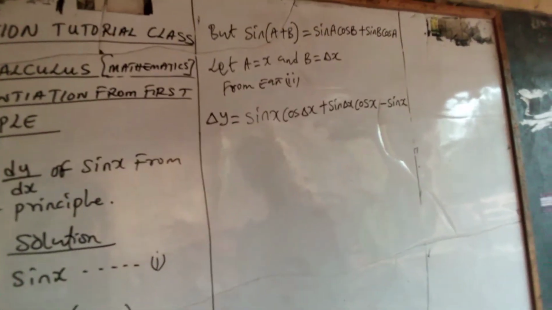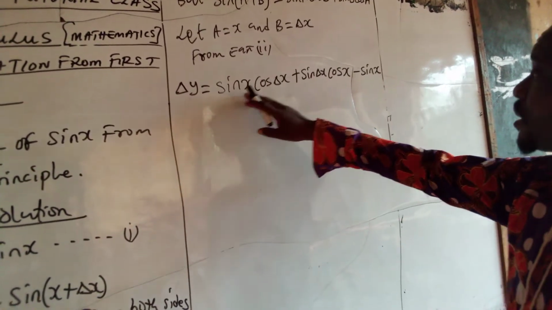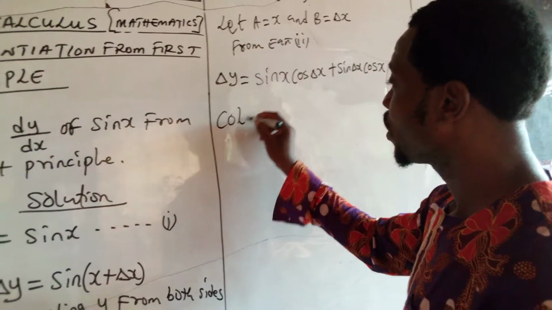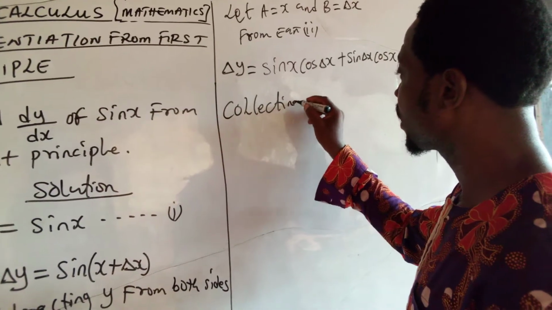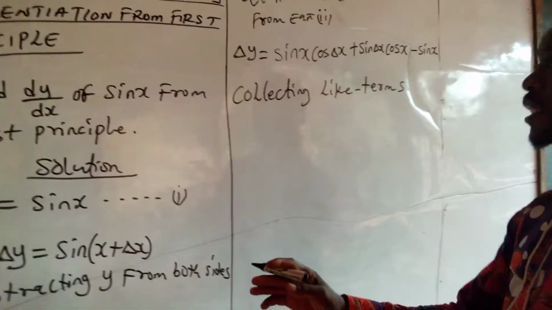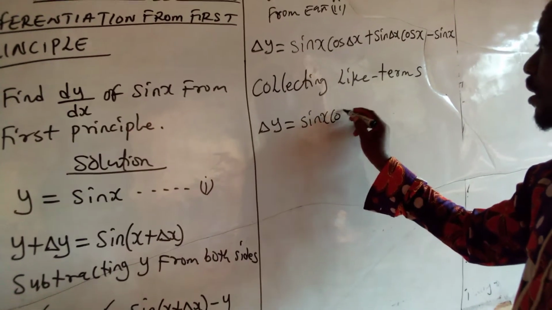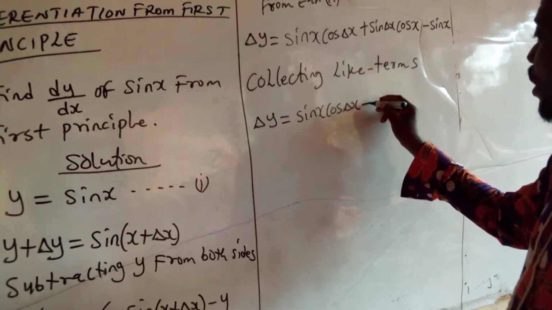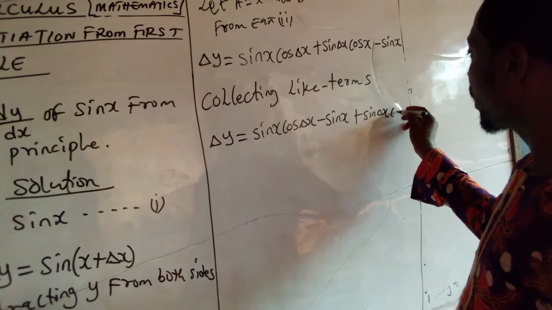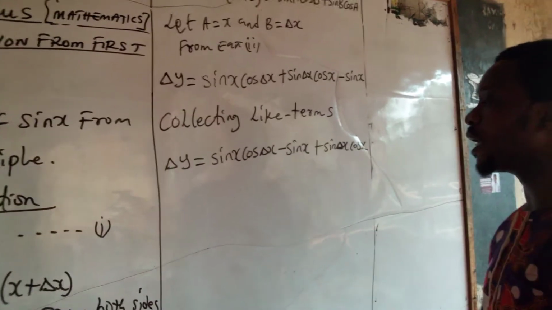The next thing is you collect like terms. Look for those terms that have the same thing. The first term has sine s, the last term has sine s. So we now say collecting like terms, so you collect them together. It is going to give us change in y will be sine s cos of change in s, minus sine s, then plus sine of change in s cos s. Are we together?